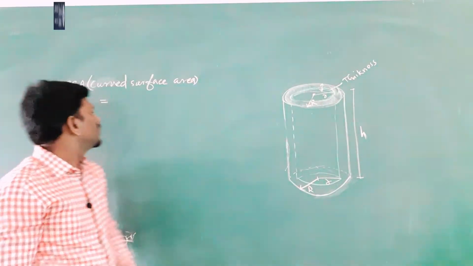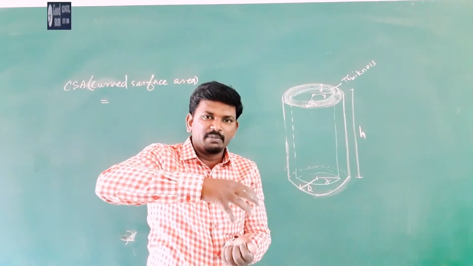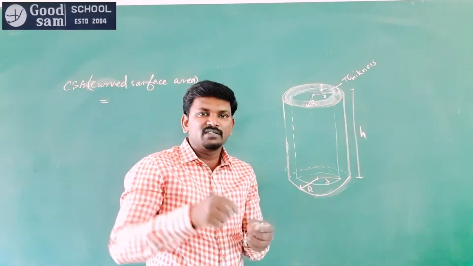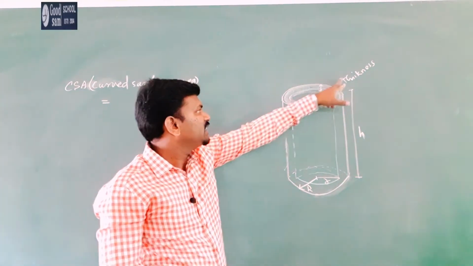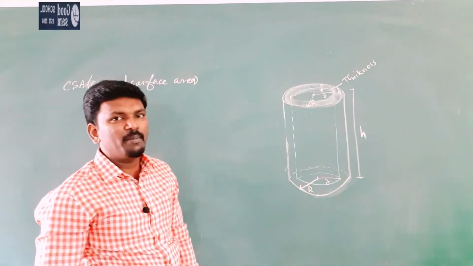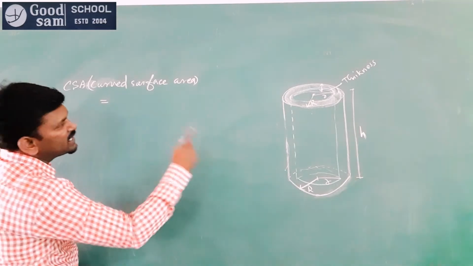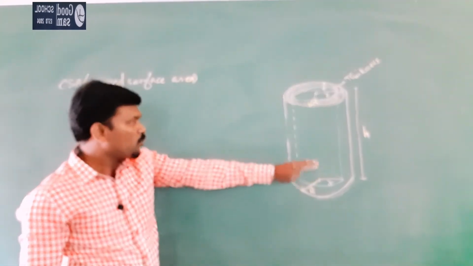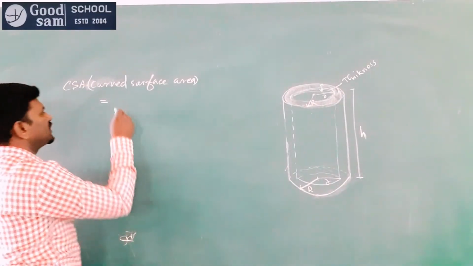If you take a pipe at home and look, the outer surface area will be there, and inside the pipe there will be an inner surface. The thickness between the inner surface and the outer surface is the width of the pipe, the thickness of the pipe. Okay, clear? The entire CSA is curved surface area. We are not including the top and bottom, only the outer curved surface area and inner curved surface area.